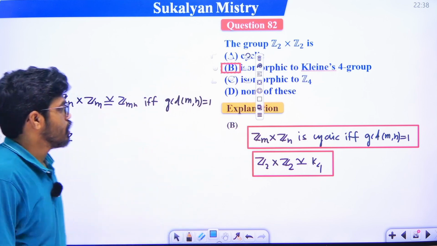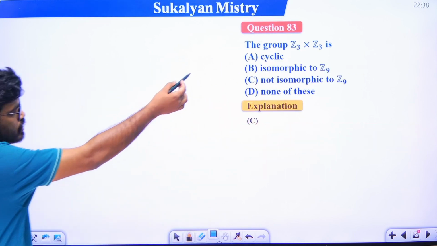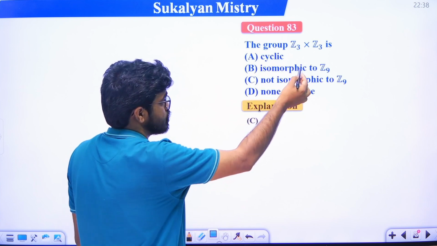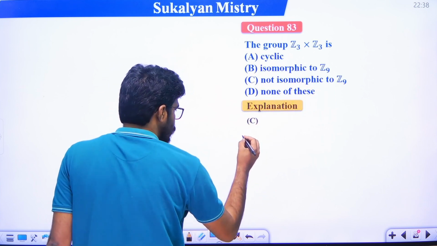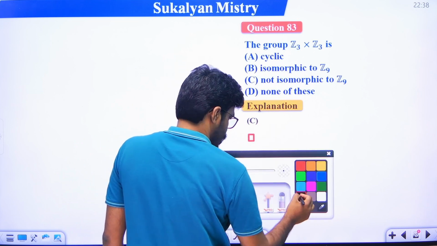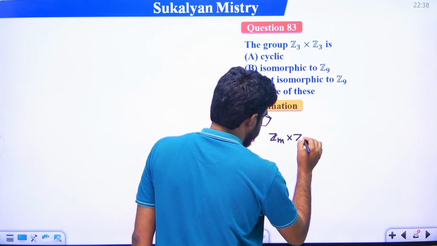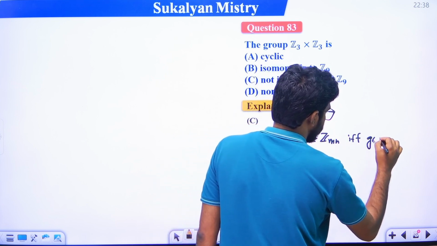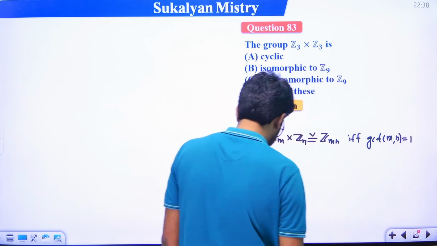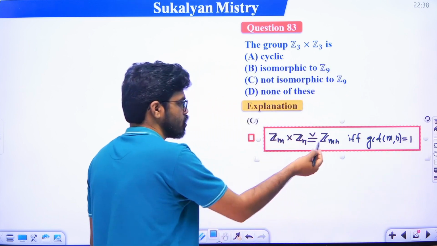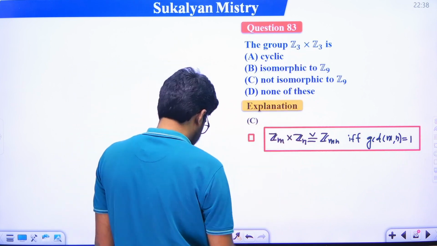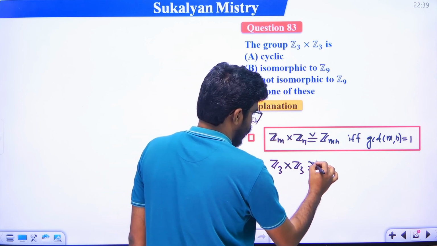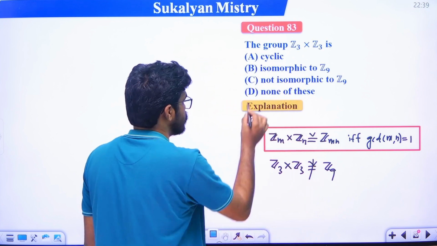Okay, next problem, similar. Z3 cross Z3 is not cyclic, right? It is not isomorphic to Z9, because Zm cross Zn is isomorphic to Zmn if and only if GCD of M and N is 1. If M and N are relatively prime, then Zm cross Zn is isomorphic to Zmn. Here 3 and 3 are not relatively prime, so this is not isomorphic to Z9. So option C is the correct answer.